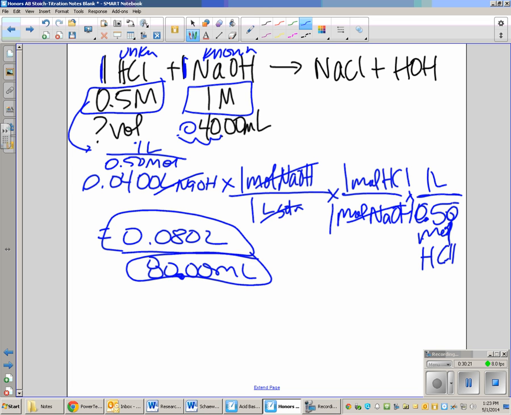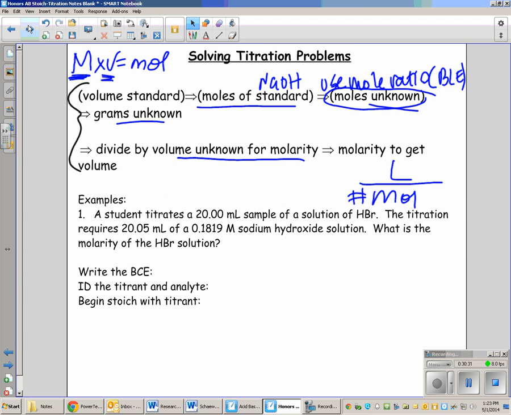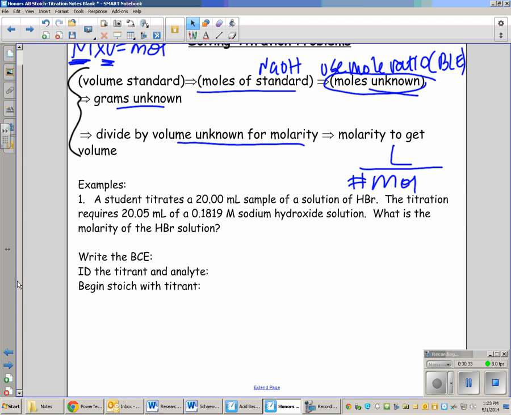Alright, I'm going to give you a couple minutes to start the second question, which I have already solved on my video, so you can watch the video. It is right here. A student titrates a 20 milliliter sample of hydrochloric acid. The titration requires 20.05 milliliters of 0.1819 molar sodium hydroxide. Find the molarity of the acid solution. I recommend you do the thing that we just did: write your balanced chemical equation out first, label your M and V for both of them, and then start. Go for it. I recommend paper for this.